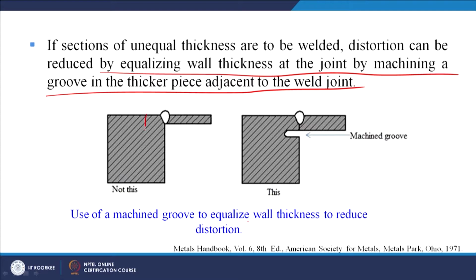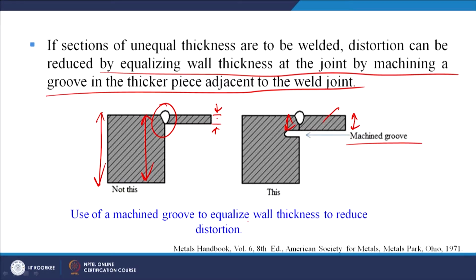Here we can see this thickness is considerably high and this thickness is considerably less. So we are joining them here. So what can we do? We can machine a groove here. Now this thickness is equal to this thickness.